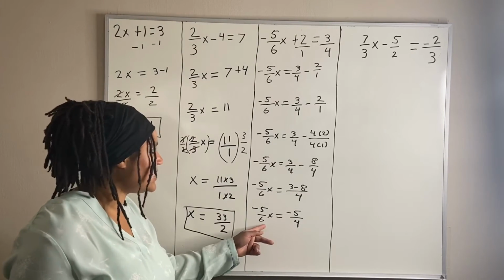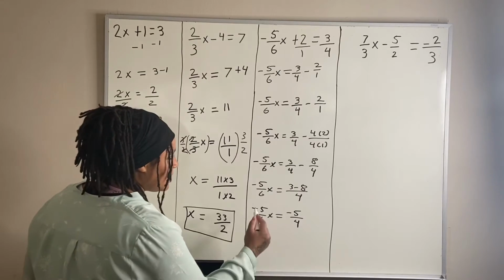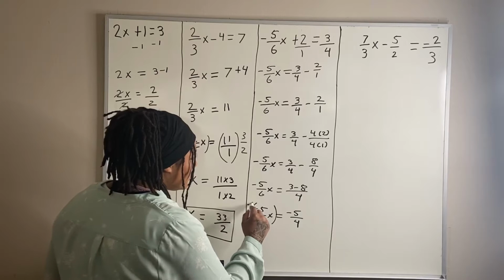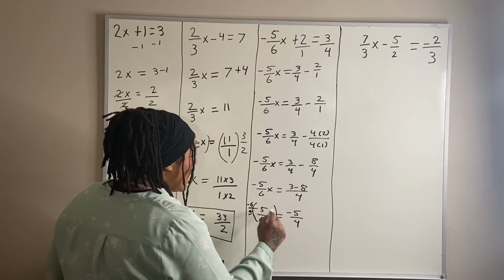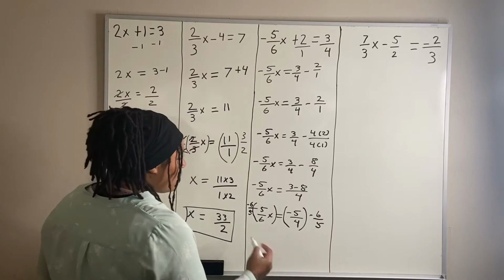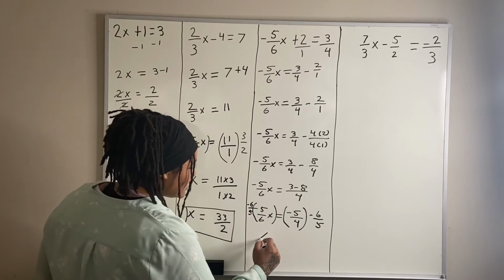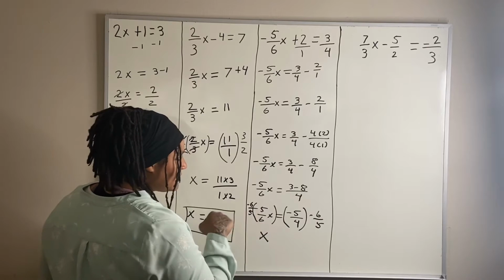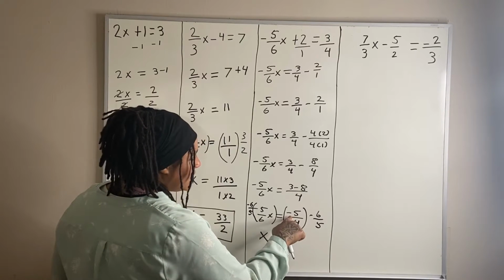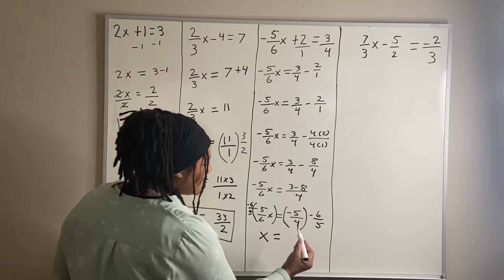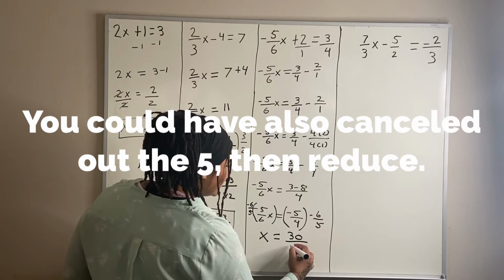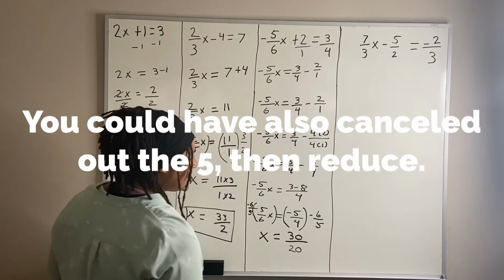So now we still need to isolate x. To isolate x, we need to multiply by the reciprocal. The reciprocal of negative 5 over 6 is negative 6 over 5. And I'm going to come over here and write negative 6 over 5. And now we're left with x by itself. A negative times a negative is a positive. And we have negative 5 times 6 is a positive 30, and 4 times 5 is a positive 20.